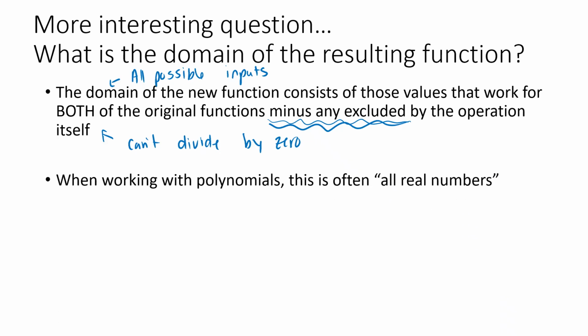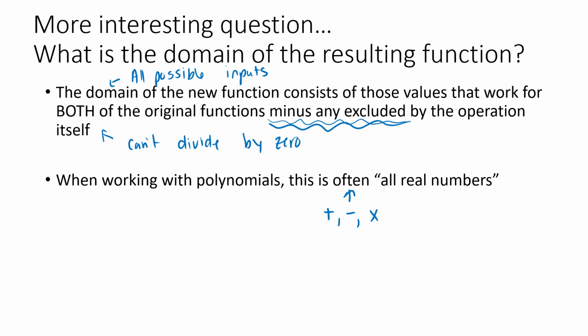Now, when working with polynomials, this is often all real numbers. So if you are adding, subtracting, or multiplying with polynomials, the domain of a polynomial is all real numbers. That's all your polynomials. Domain is all real numbers. If you add them, the domain is going to stay all real numbers. If you subtract them, still all real numbers. Multiply them, still all real numbers. Kind of boring.